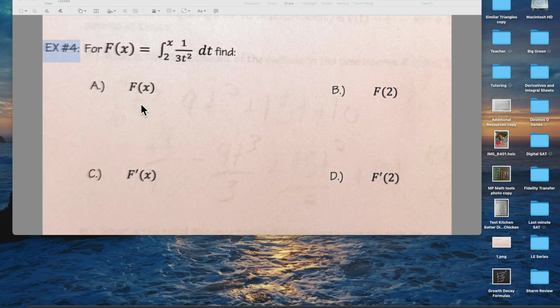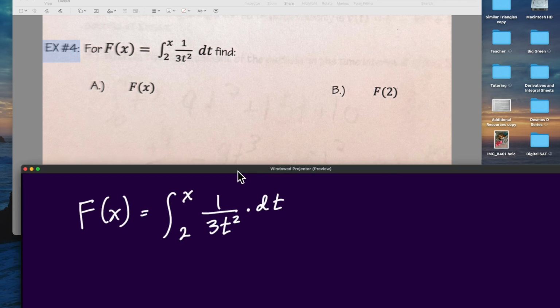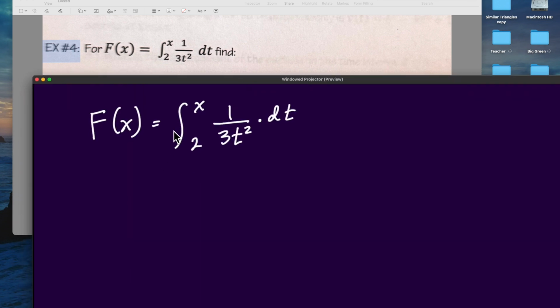So for this initial part, part A, in order to find capital F of x, we're just going to follow our instructions here. So the first thing we're going to do is take the antiderivative of this. We're going to pull out the 1/3, and we're going to have the integral of t raised to the negative 2 power dt. We're going to add 1 to that exponent and divide by the new and improved exponent, which would be -1, which is the same thing as multiplying by -1.